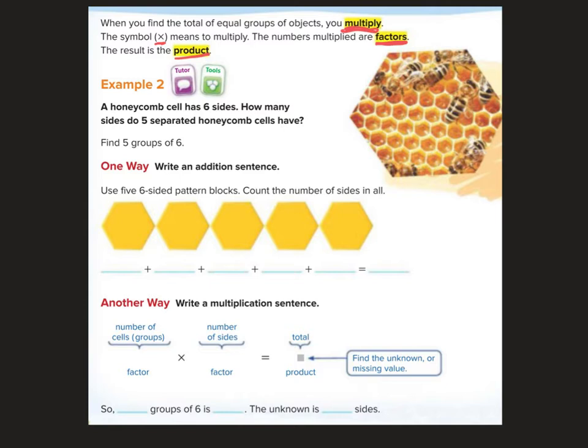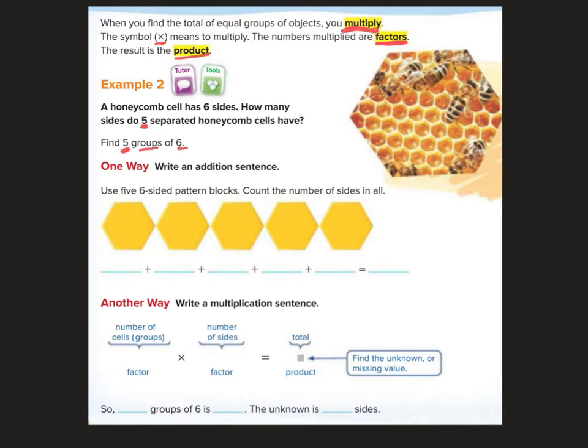Example 2 says, a honeycomb cell has 6 sides. What is a 6-sided shape called? A hexagon. They are hexagons with 6 sides. How many sides do 5 separated honeycomb cells have? So we need to find what is 5 groups of 6.